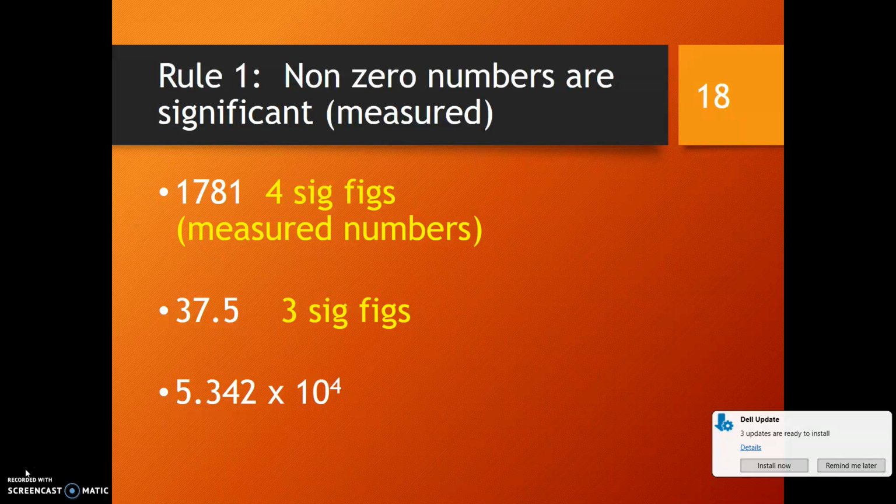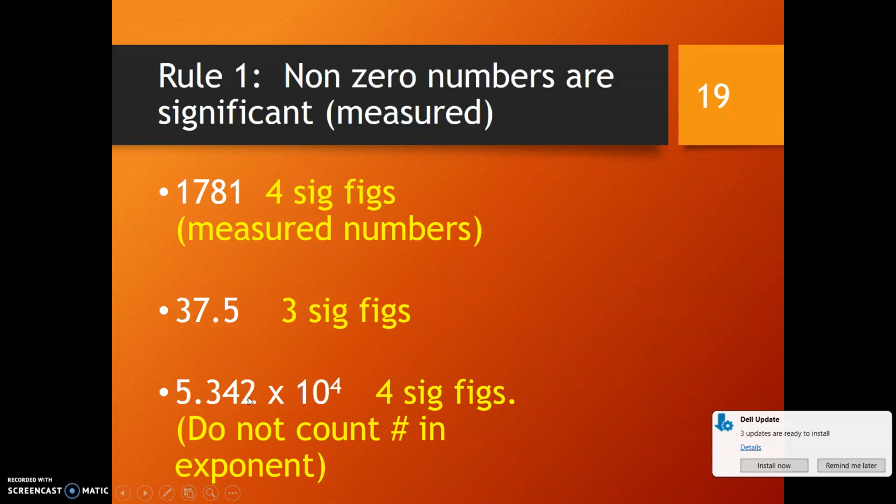Now, when you see a number in scientific notation, like 5.342 times 10 to the 4th, the times 10 to the 4th is showing how large the number is. So we don't include that as part of the sig figs, but what we do include is the 5, the 3, the 4, and the 2, so that one would also have 4 significant figures.